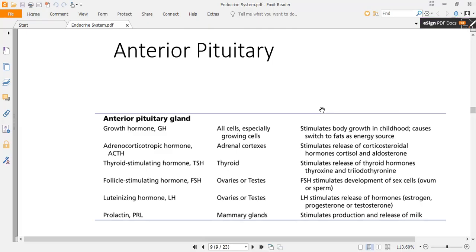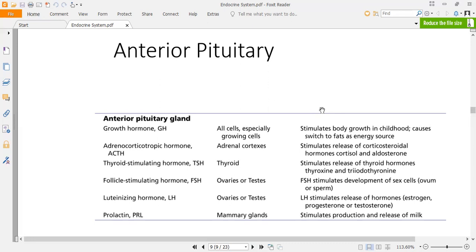Now there's the follicle stimulating hormone, FSH. It goes to the ovaries and testes. FSH stimulates the development of sex cells, ovum or sperm. You should know that a lady is already born with ova in her ovaries, but as compared to a man, sperms develop continuously throughout his lifetime. Then the luteinizing hormone, LH, acts on the ovaries and testes. LH stimulates release of hormones known as estrogen, progesterone, or testosterone. Then the prolactin, which goes to the mammary glands, stimulates the production and release of milk.